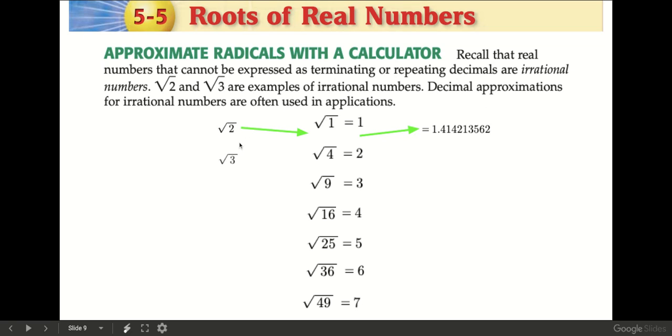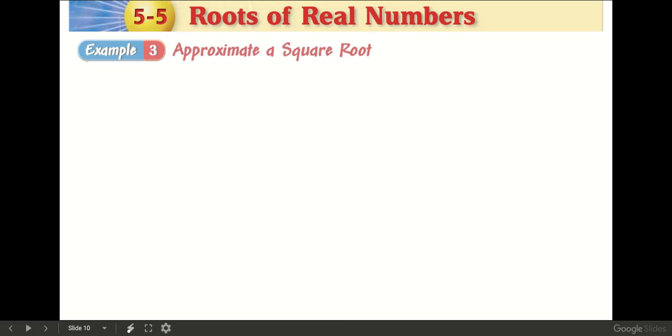Same thing with the square root of 3. That falls somewhere in between the square root of 1 and the square root of 4. It's probably going to be a little bit higher than the square root of 2. If we approximate it with a calculator, it's going to be approximately 1.73. Again, the decimal keeps going. It doesn't repeat and it doesn't terminate, but your calculator will pick a decimal place to round it off at. So let's look at what this looks like in a problem.